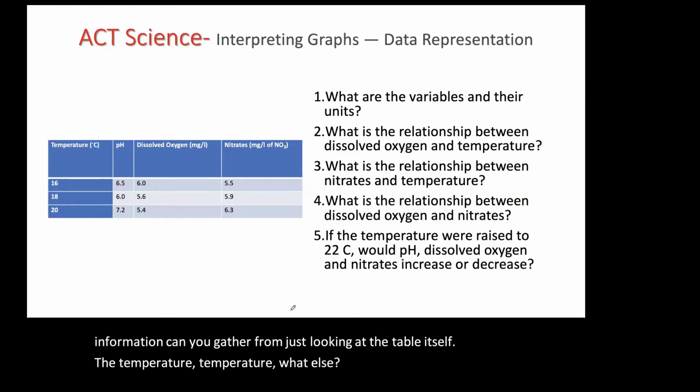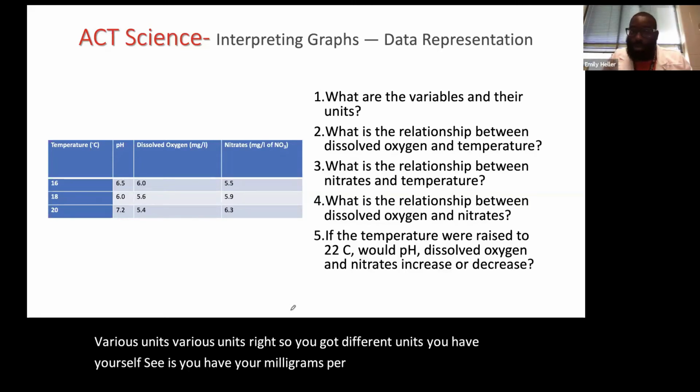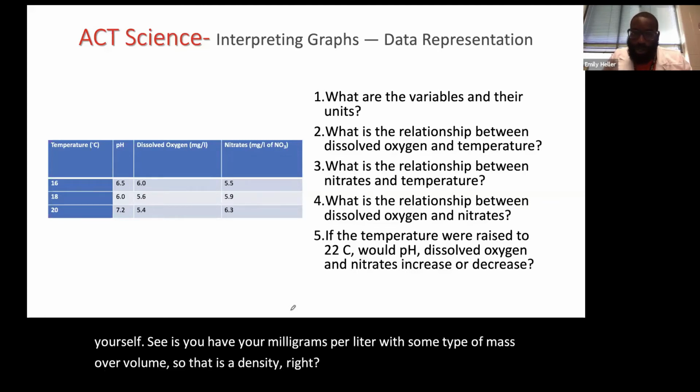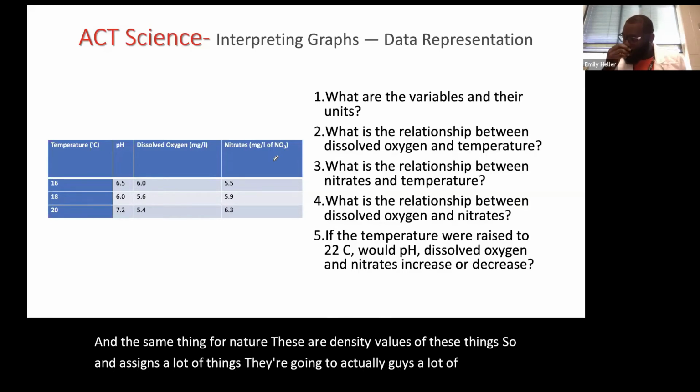Various units, right? So you've got different units. You have your Celsius, you have your milligrams per liter, which is some type of mass over volume. So that is a density, right? And the same thing for nitrogen. These are density values of these things. And in the science, a lot of things they're going to test you on are things they kind of want you to know.